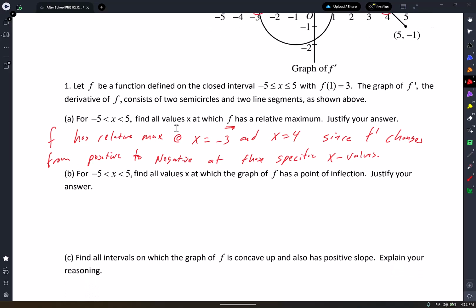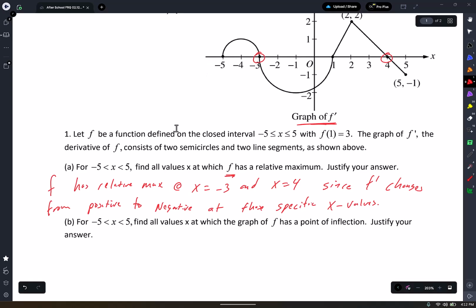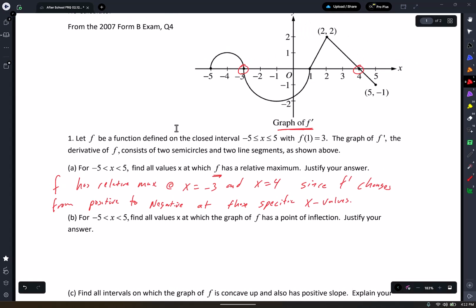Between -5 and 5, find all values of x at which the graph of f has a point of inflection. Justify your answer. Well, I have f prime, so you want to reference f prime. f has a point of inflection whenever f prime changes from what to what? You guys remember? Points of inflection. f has a point of inflection whenever f prime changes from... No, not positive to negative. That's a max. That's where f has a max.